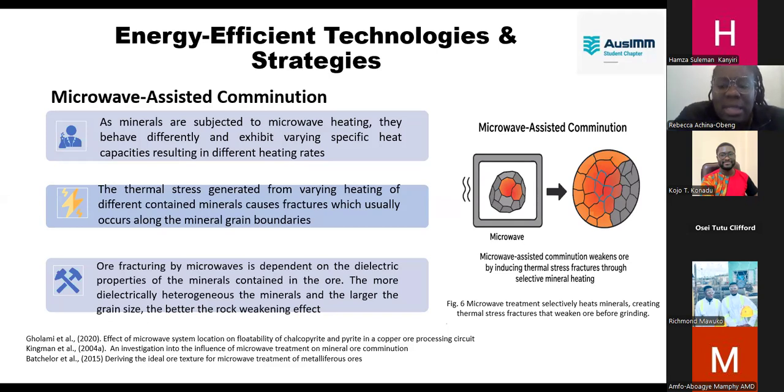It has significant potential for ores containing minerals with high dielectric constant, like I mentioned. The higher the dielectric constant of the minerals found in the ore material, the better the microwave benefits that particular ore. This makes it a promising future for energy saving technology.